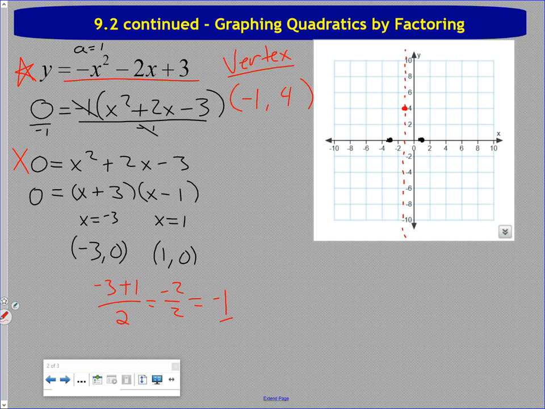This thing should open downward because a was a negative value, right? We expect it to open upside down. Last two points that we want. First, the y-intercept. Right, plug in 0 for x, but again, it's always this guy in the original, so 0, 3, which is right there.